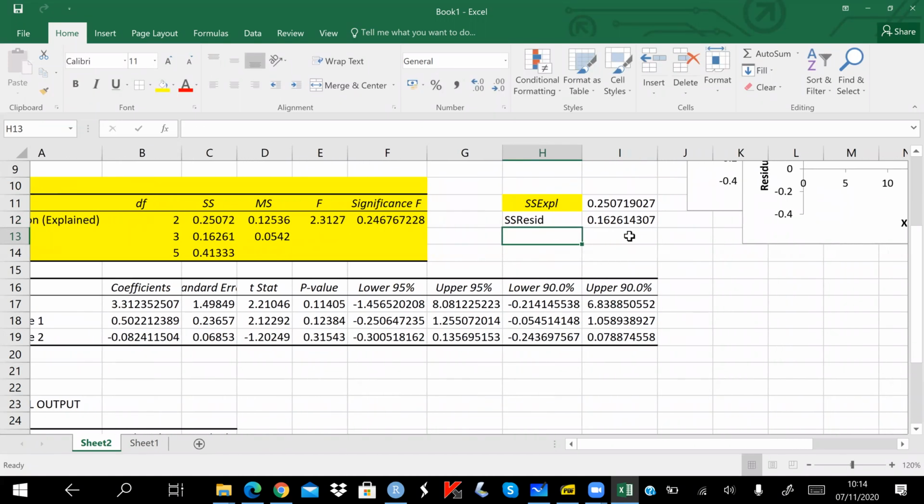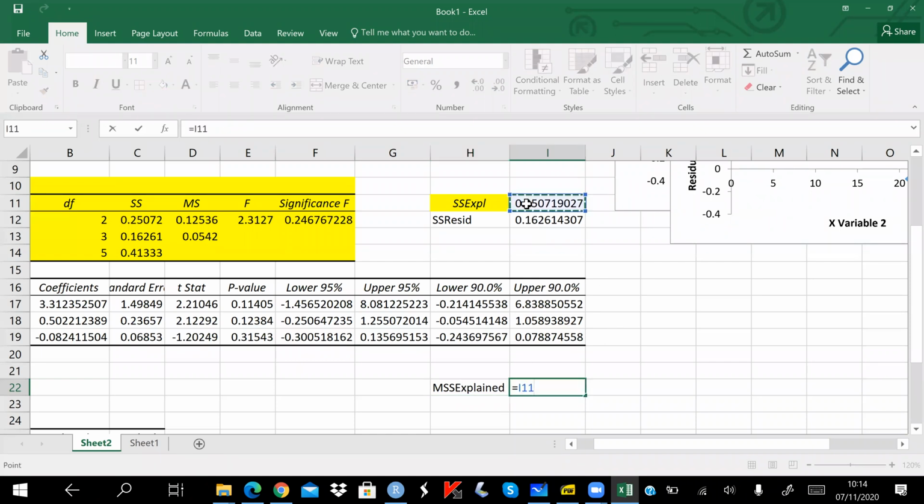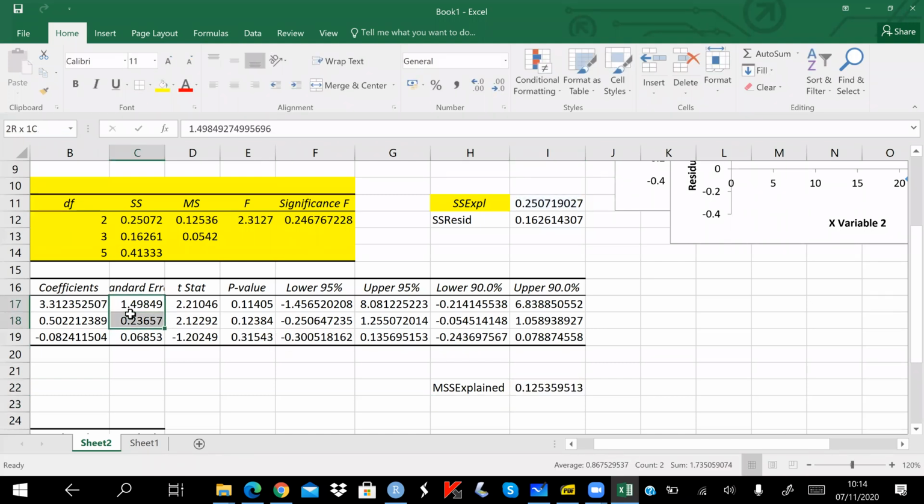Then the mean sum of squares is what is captured in this column. So the mean sum of square explained in this case will be given by the explained sum of squares divided by the degrees of freedom, 2. There are 2 degrees of freedom because k is 3. The number of parameters estimated is 3. You minus 1, you get 2.